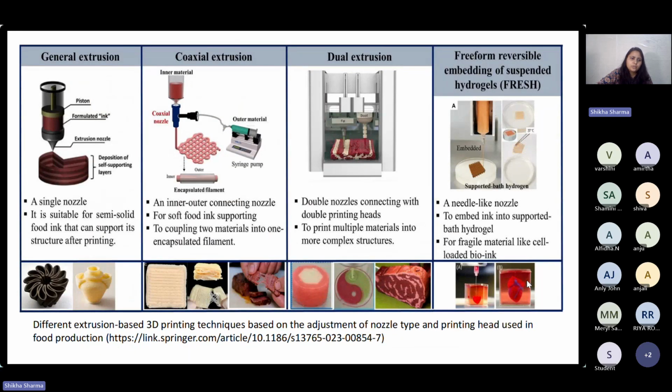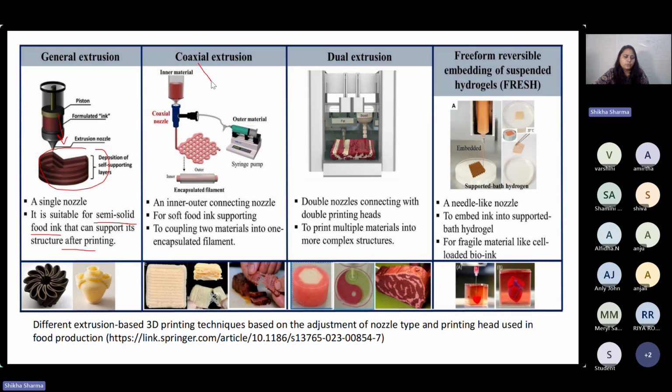Here also there are different 3D printers. This is the general extrusion, where from this nozzle the material is coming out and depositing. So there is a single extrusion, a single nozzle. It produces a semi-solid food ink that supports the food structure.